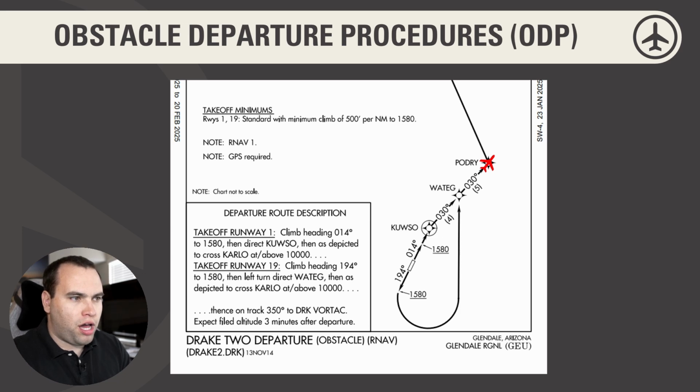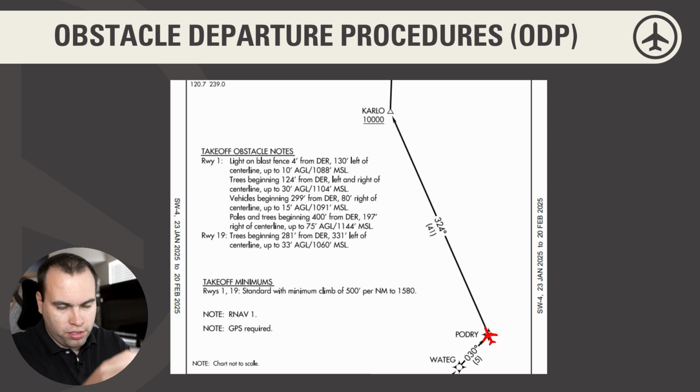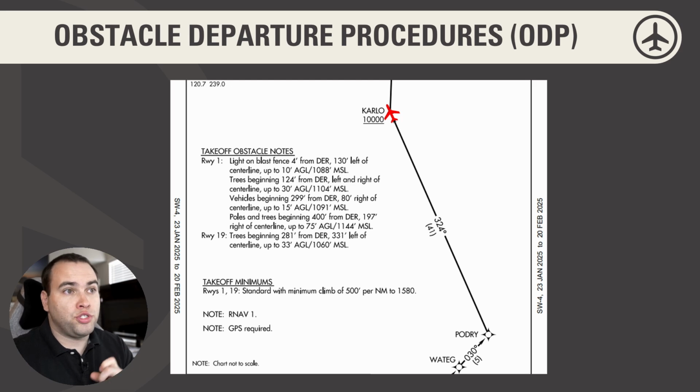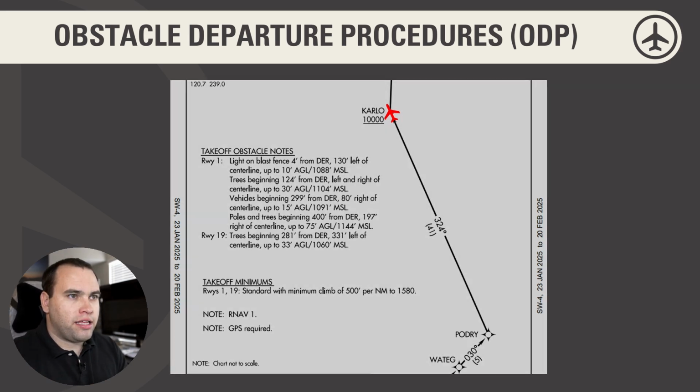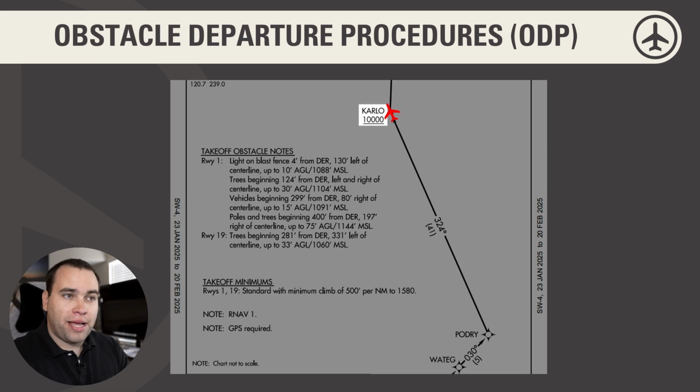And once we reach Padre, we're going to turn left, and we're going to move the diagram up here. And it says to fly 324 degrees up to Carlo. That little note there with the 10,000 with the line underneath it is telling us we need to cross Carlo at or above 10,000 feet. And then from there, we can continue on past Carlo.